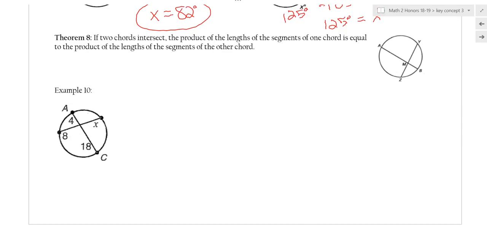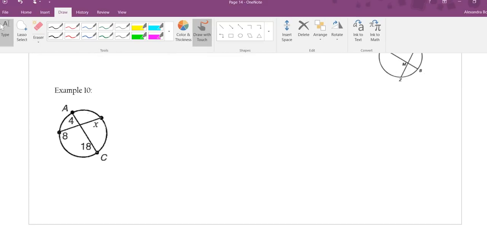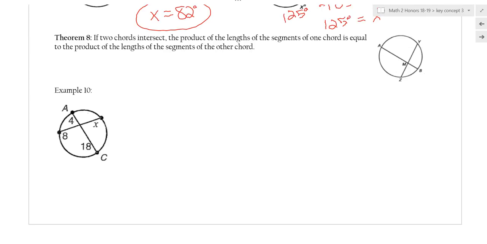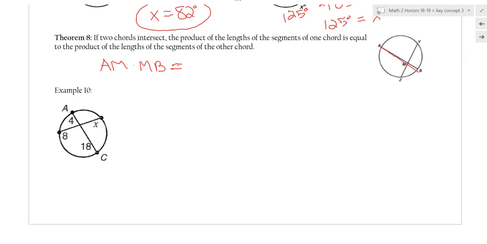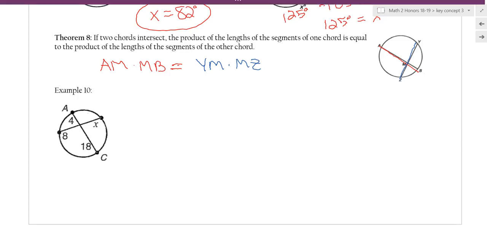Theorem 8, if two chords intersect, the product of the lengths of the segments of one chord is equal to the product of the length of the segments of the other chord. Cool. So again, what does that mean? So here's my first chord. I have two segments, AM and MB. If I multiply AM times MB, that is going to be equal to the other chord. So YM times NC. Okay, so the pieces, if I multiply the pieces of each chord, they're going to be equal.